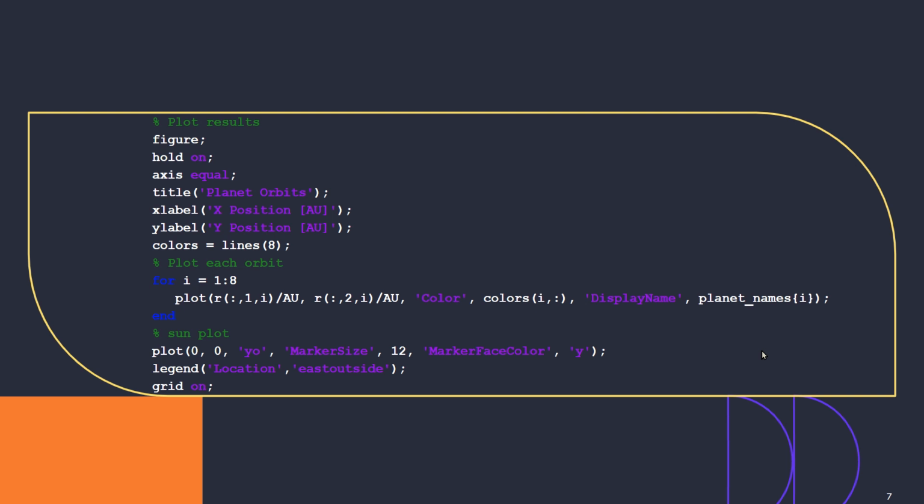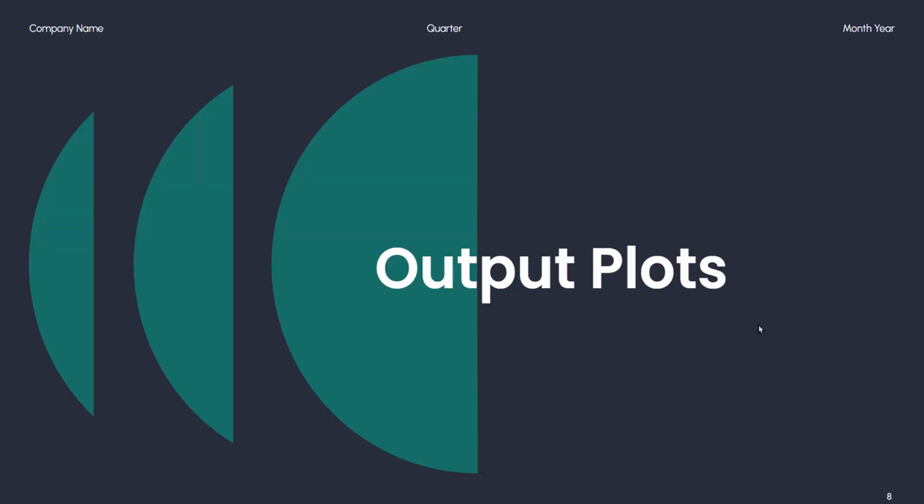In this part of the code, we set up the plot results with a figure. We set the title of the plot to be planet orbits, the X label to be X positions in atomic units, the Y label to be Y position in atomic units, and set different colors for each line. In the first for loop, we create a plot for each planet using a unique color. In the final part of the program, we place a yellow dot in the center as the sun and create a legend with all the planets' names.